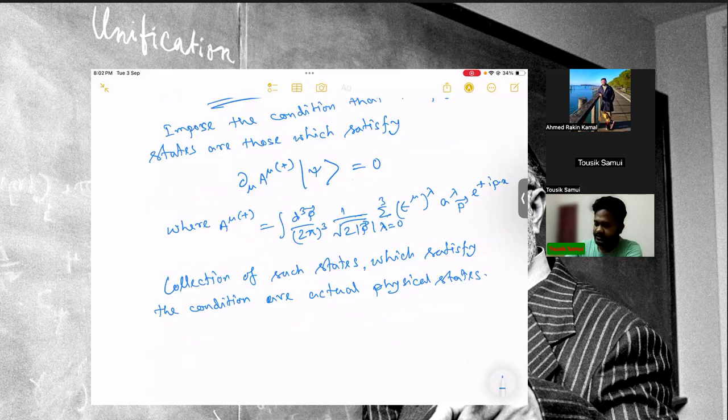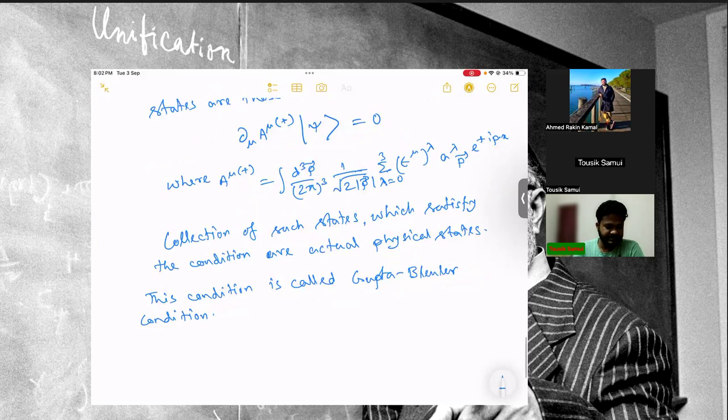And let us see what this condition does. This condition has a name. This condition is called the Gupta-Bleuler condition. Okay. So what it gives is the following.